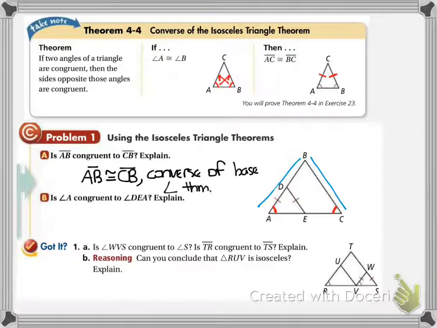So that is plenty of explanation. If you want, you could go into detail and say because angle A is congruent to angle C, then AB is congruent to CB. All right, let's look at part B.